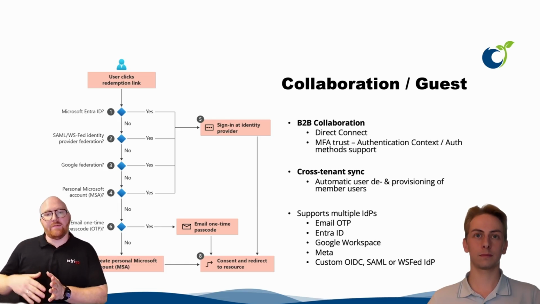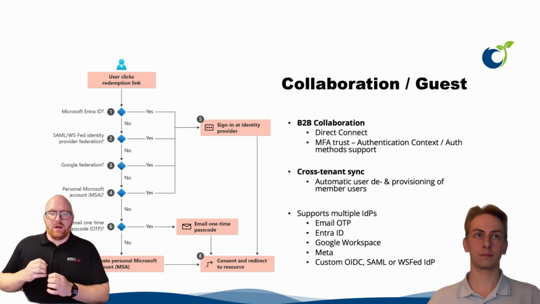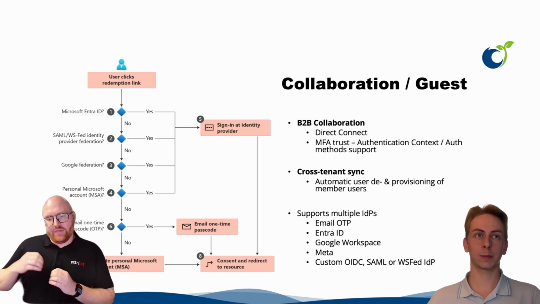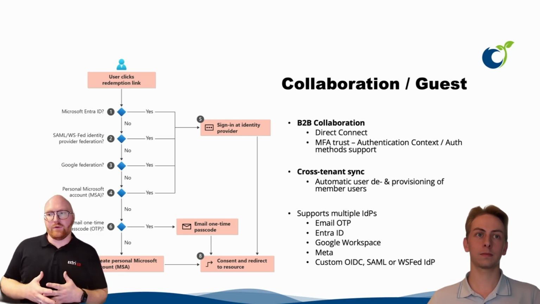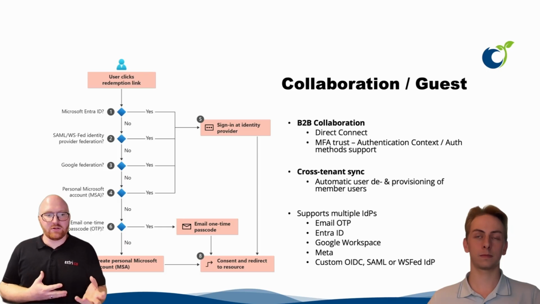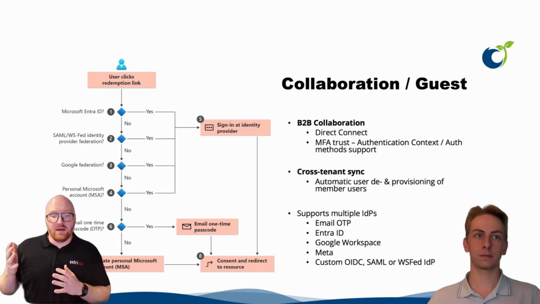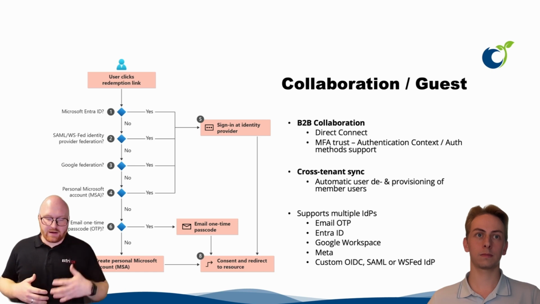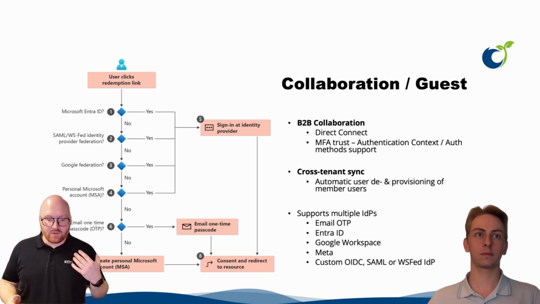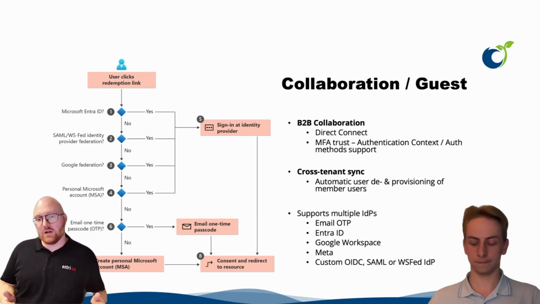On top of this, we do have business-to-business collaboration, where we have multiple ways to collaborate with specific tenants, allowing us to trust them a bit more. We can enforce specific requirements for these collaborators. For example, if we trust the MFA token that they have, then we can use all of the available authentication methods that Microsoft Entra supports, and we can then use the full scope of the authentication strength.